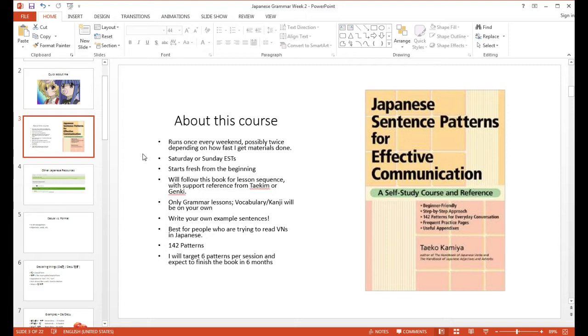I think I might just keep the vocabulary mostly in English and just put the grammar points in Japanese so it stands out, because sometimes I feel like vocabulary might distract you guys if you don't know the vocabulary and you're having trouble reading the Japanese word itself.